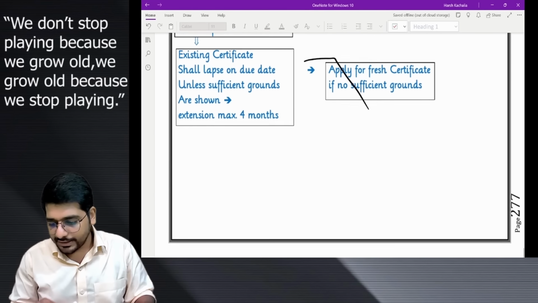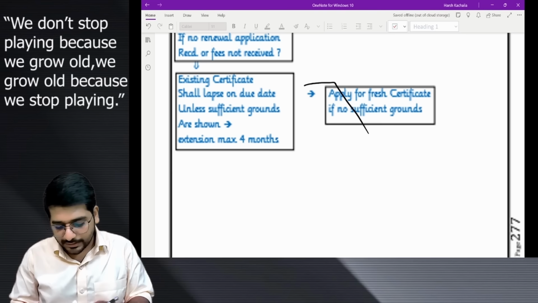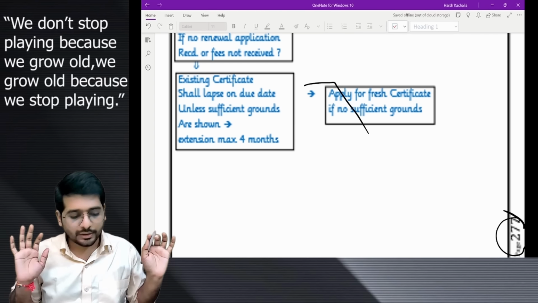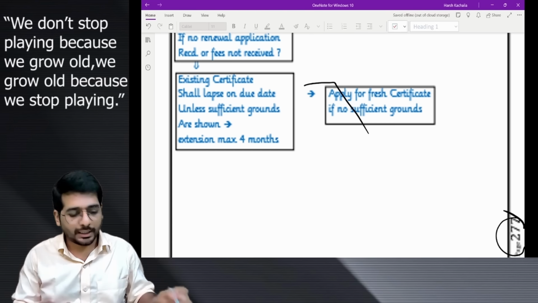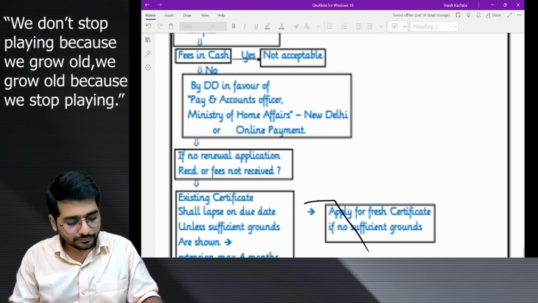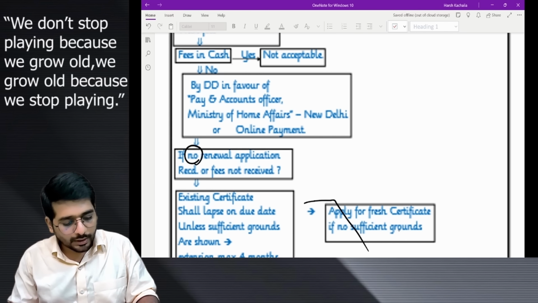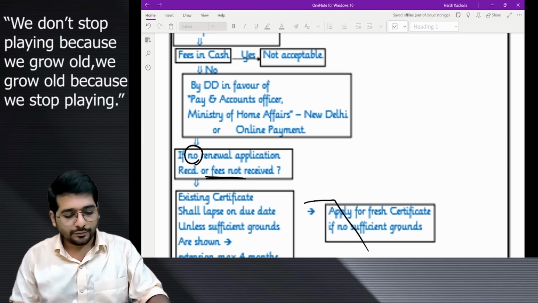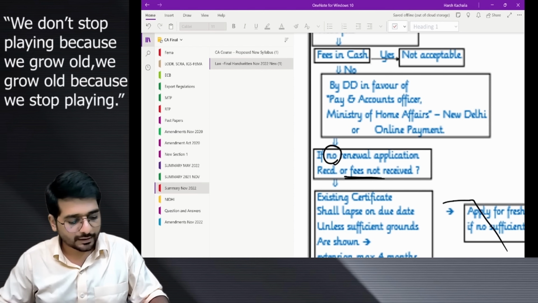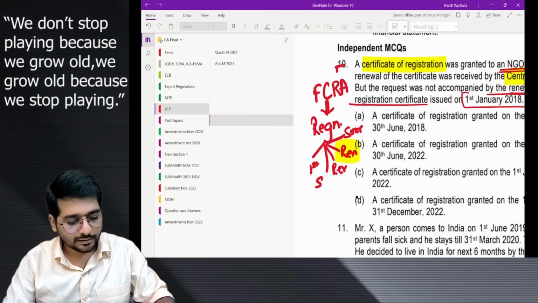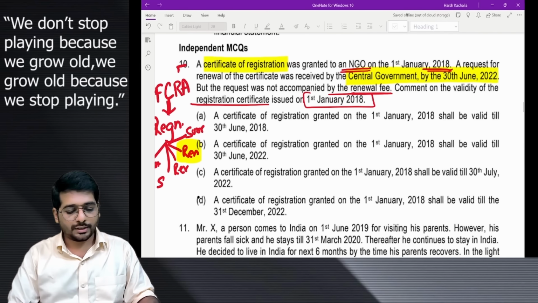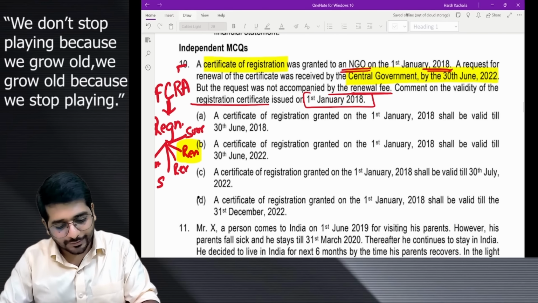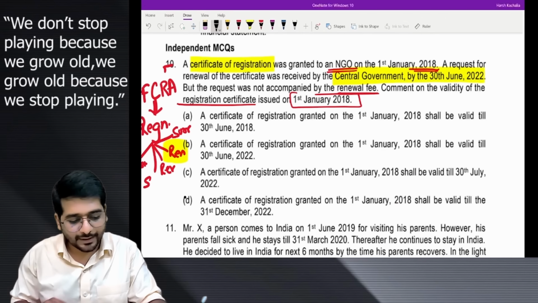Correct? Now, this is page number 277 from the book, it is in front of you. Will I be wrong if I say that? Let us see. They are saying no renewal if fees are not received. So in the given case, in the question, fees are not received. Renewal can be done or not done? Let us check the answers. Why guess? Let us verify.